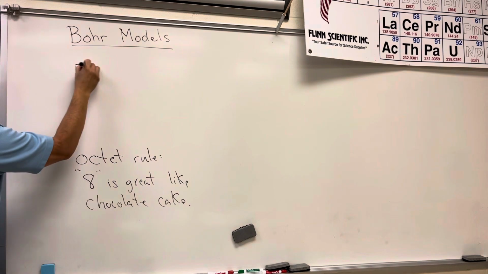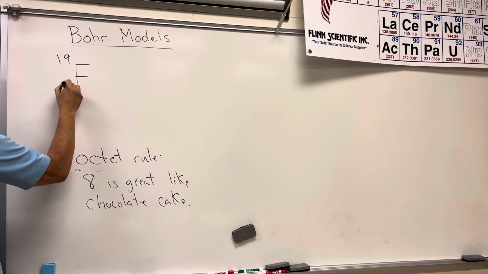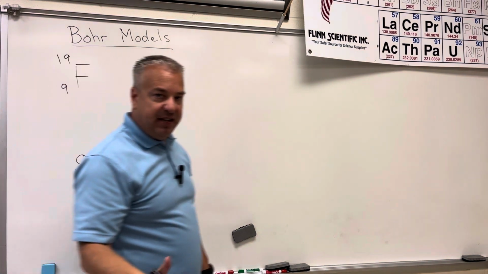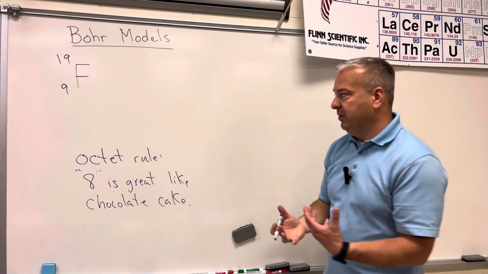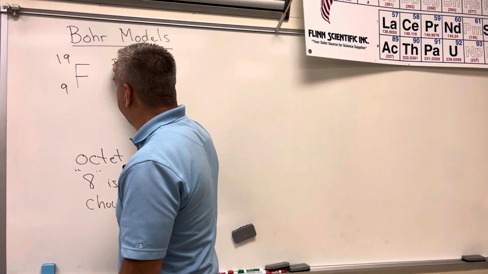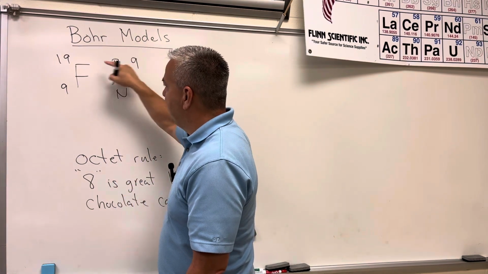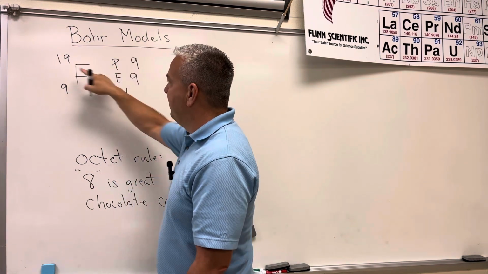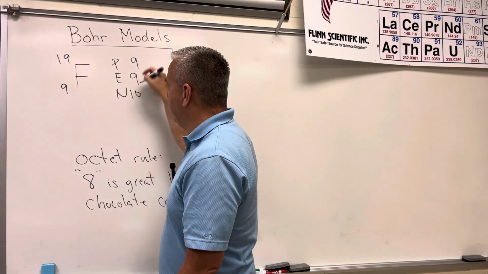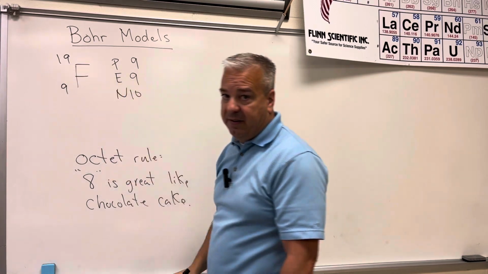Let's do a fluorine atom first, and then we'll adjust it and apply the octet rule to it. So the first thing I'm going to do is calculate the protons, electrons, and neutrons. 9, no charge, 9, mass of 19, 10, because 9 plus 10 is 19.